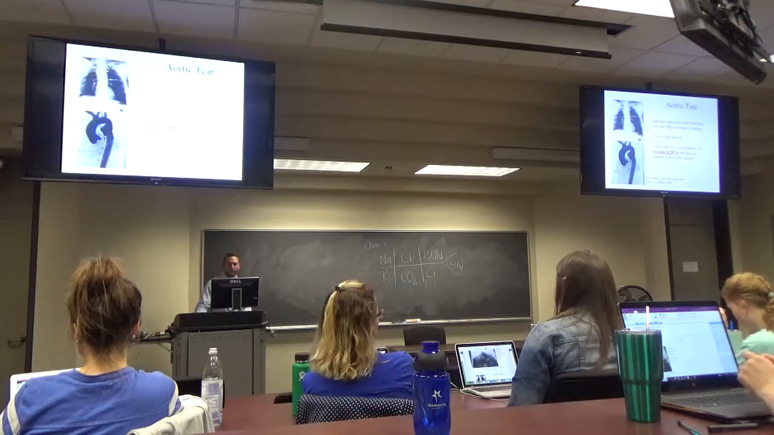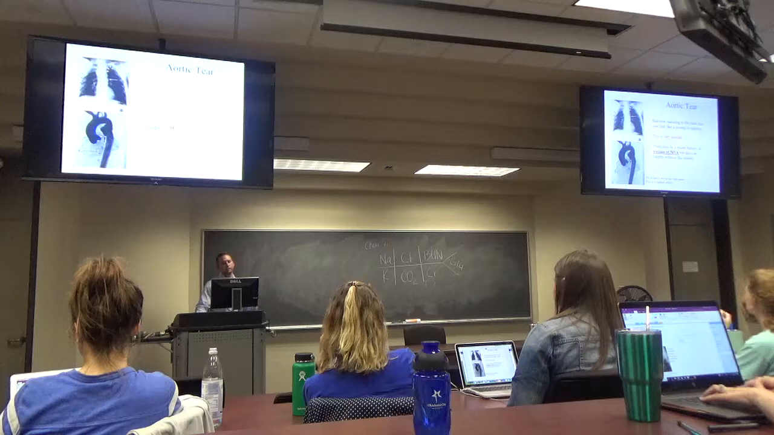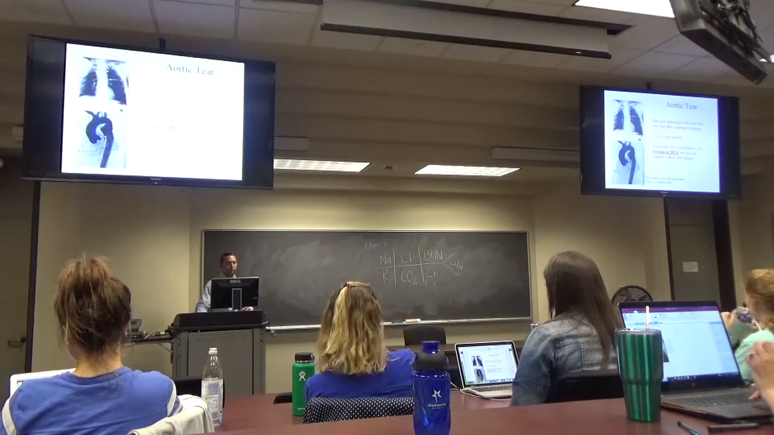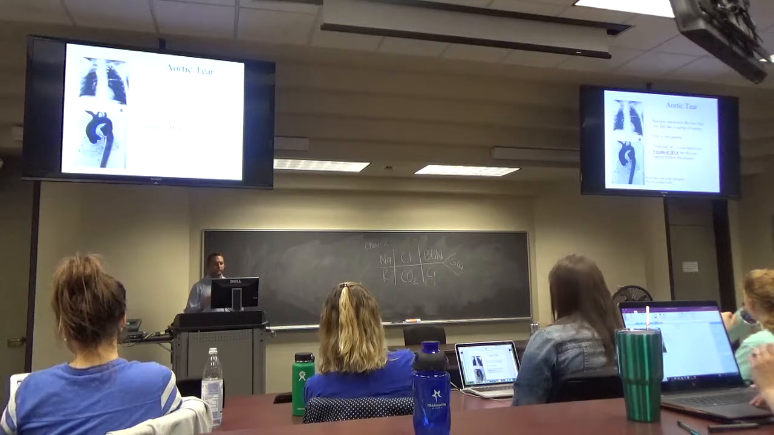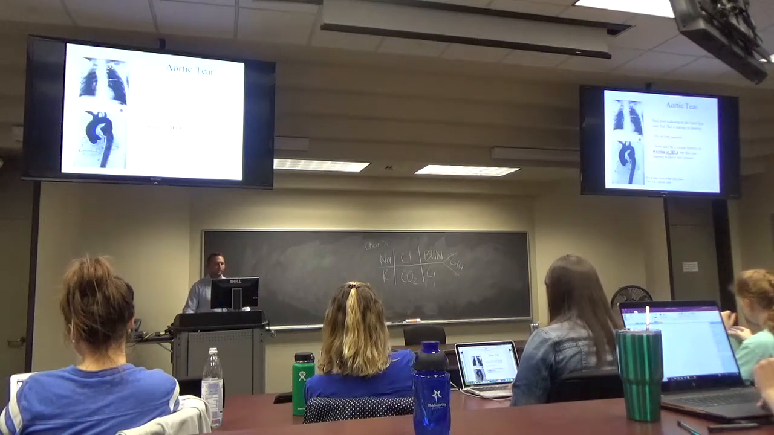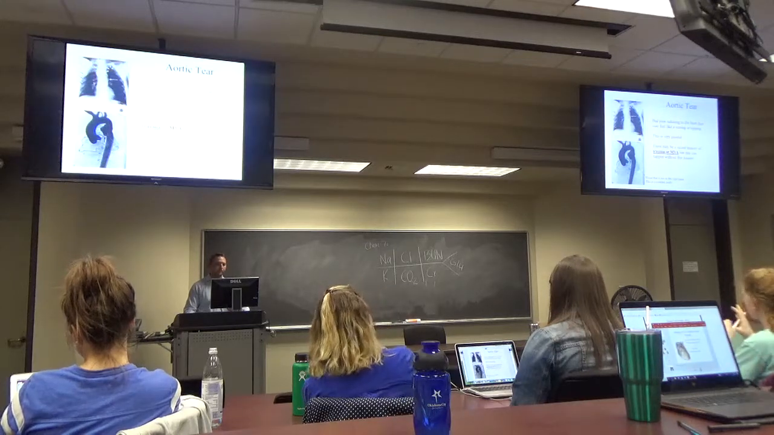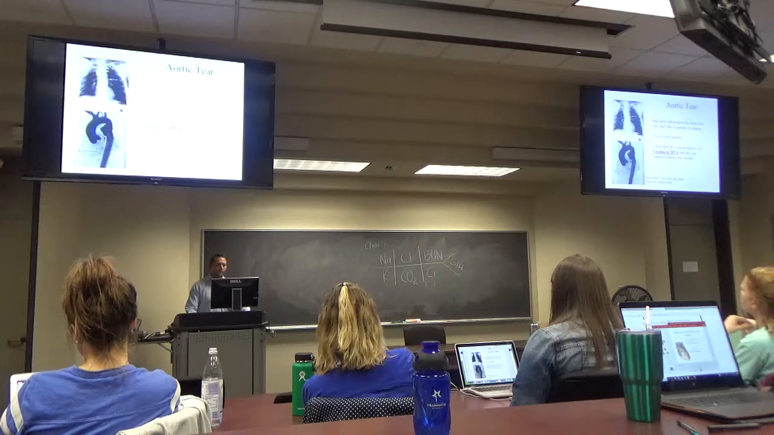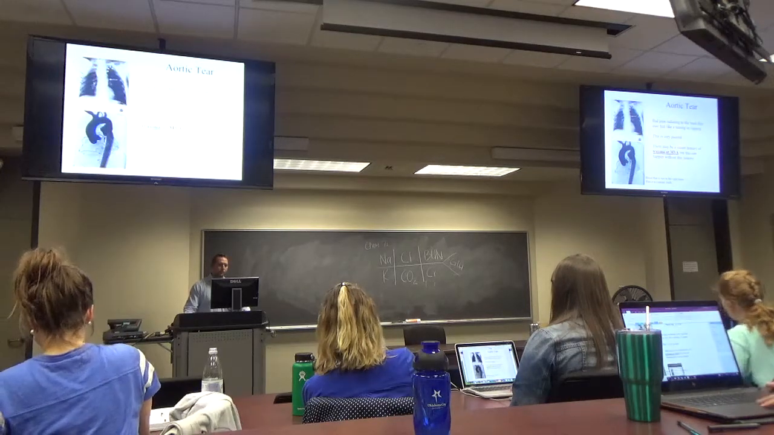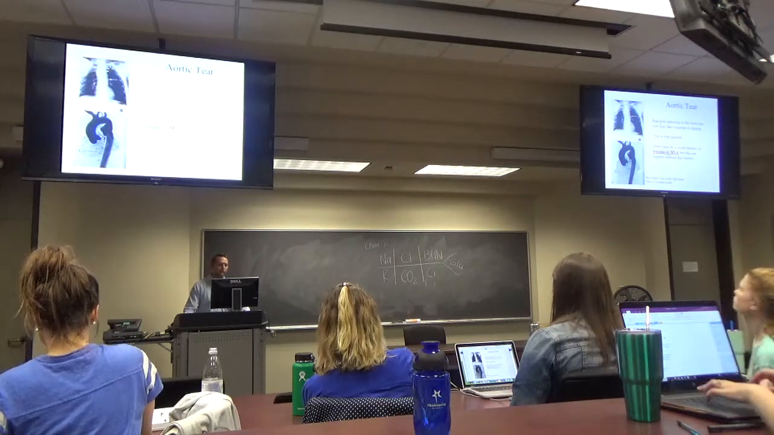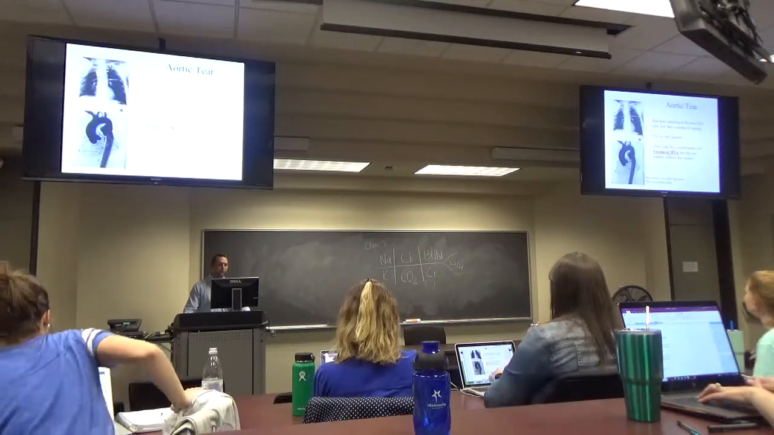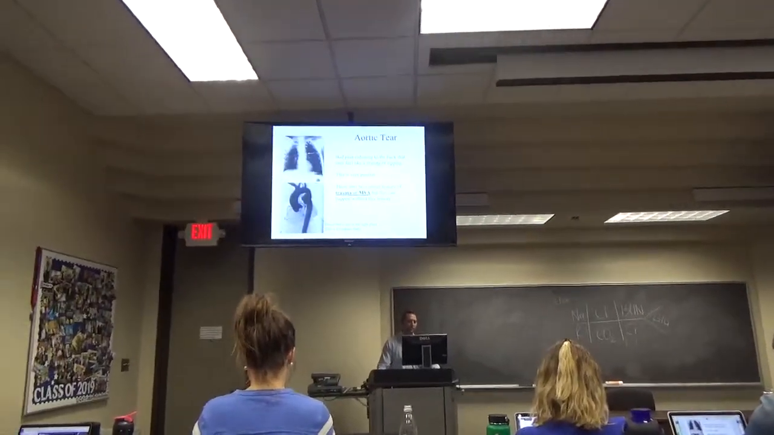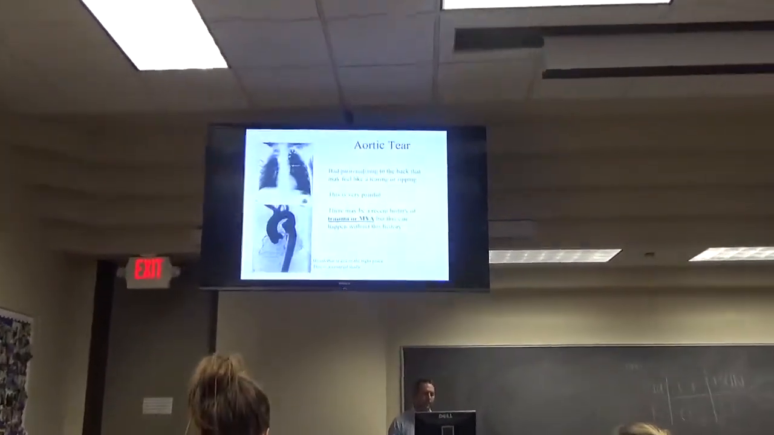So, aortic tear. This is a patient who would present with severe back pain, or pain radiating to the back, that feels like a tearing or ripping, and may have a recent history of trauma or motor vehicle accident. Typically, on chest x-ray you see widening of the mediastinum. You might see some fluid tracking down the side. That's kind of what this is showing right here.